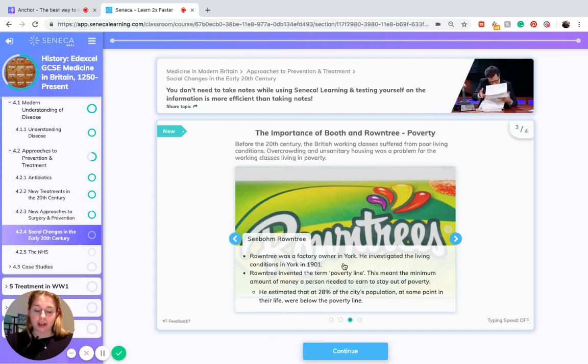Rowntree was a factory owner in York, and he investigated the living conditions in York in 1901. Rowntree invented the term poverty line, and this meant the minimum amount of money a person needed to earn to stay out of poverty. He estimated that 28% of the city's population at some point in their life were below the poverty line.